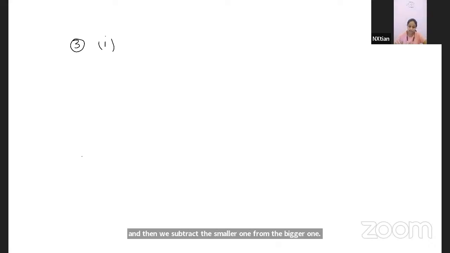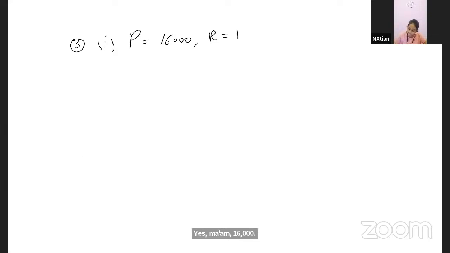Okay, so the values, I think this was principal 16,000. This was the question, right? Yes, ma'am, 16,000. Okay. Rate, we were having 10%. Time, we were having 1.5 years. Okay, this is compounded half yearly.